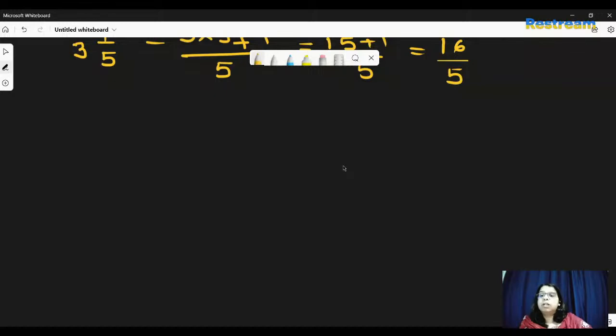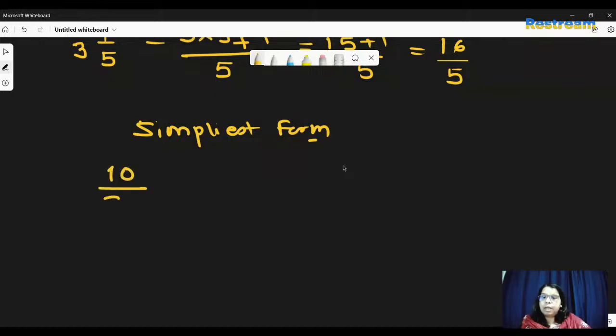Manipulation of fractions. Next one is simple fractions or simplified versions of fractions. Actually, it's not simplified version, it's simplest form of the fraction. So let's say I have a fraction 10 by 8.